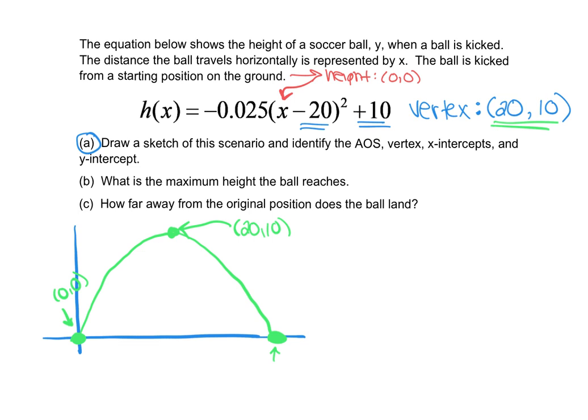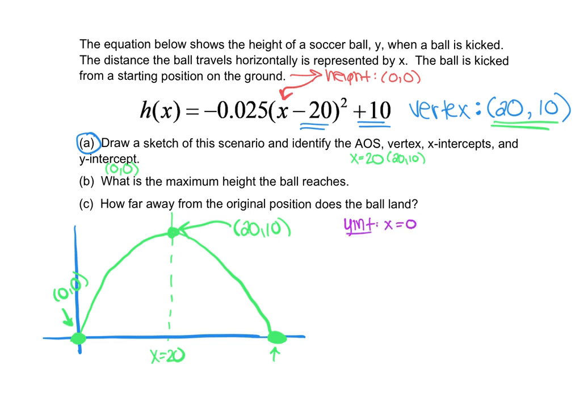So I got my vertex, which we already found is 20, 10 from the equation. Axis of symmetry I know is going to be at x equals 20 because that's the x value of our vertex. Our y-intercept, I can see I'm crossing the y-intercept when x is equal to 0. Now, if you weren't sure where to find the y-intercept, remember that we can find our y-intercept by taking x equal to 0.